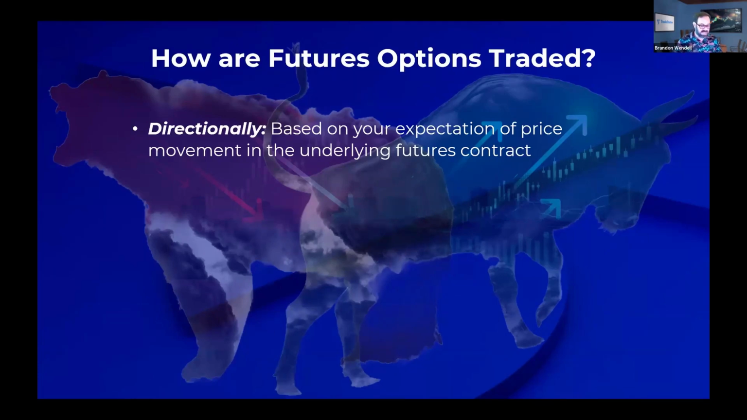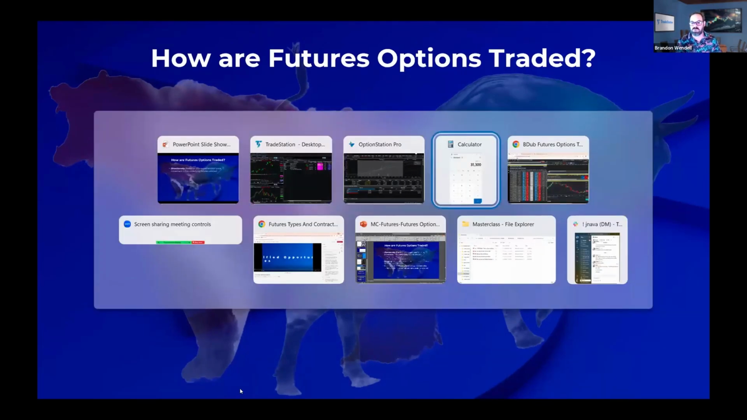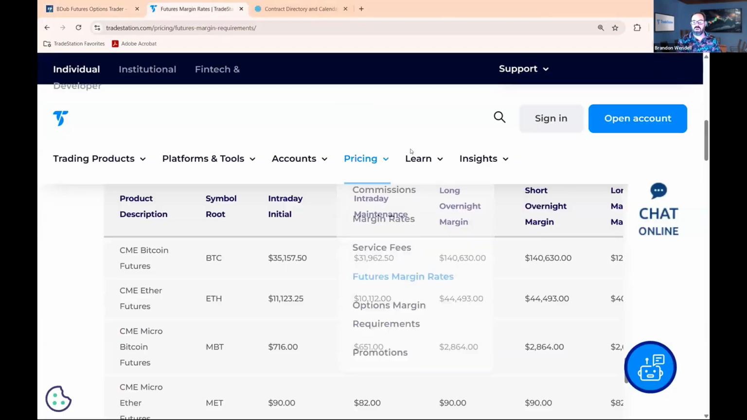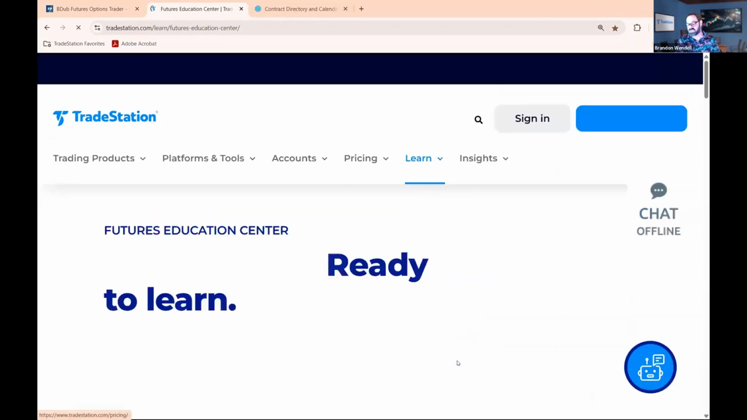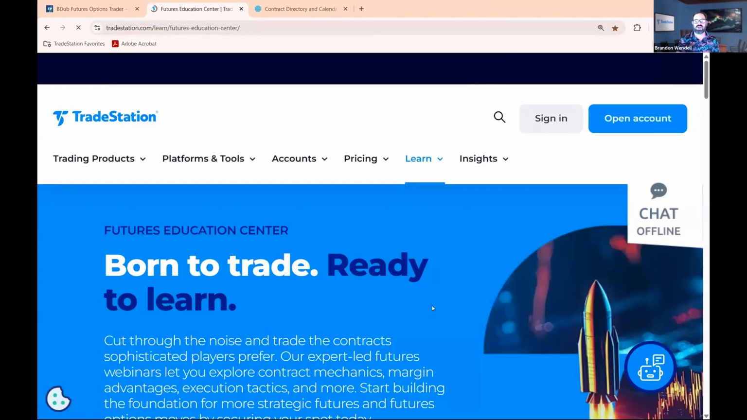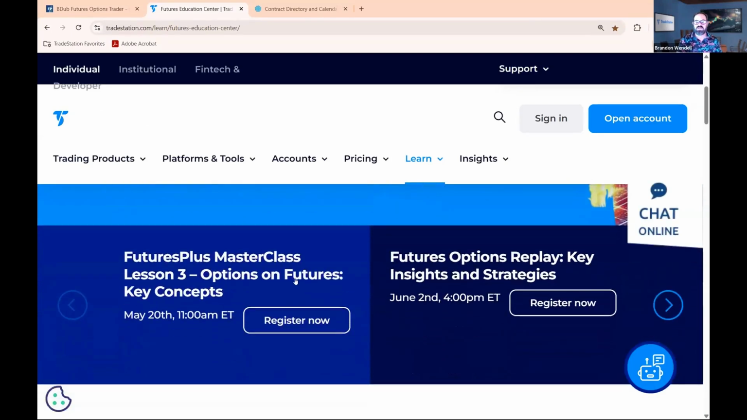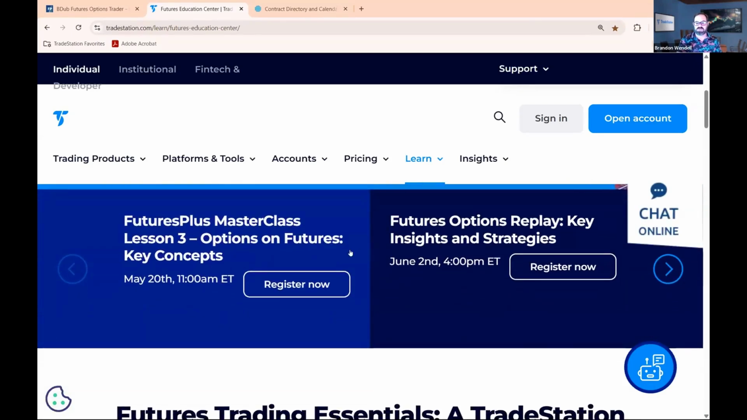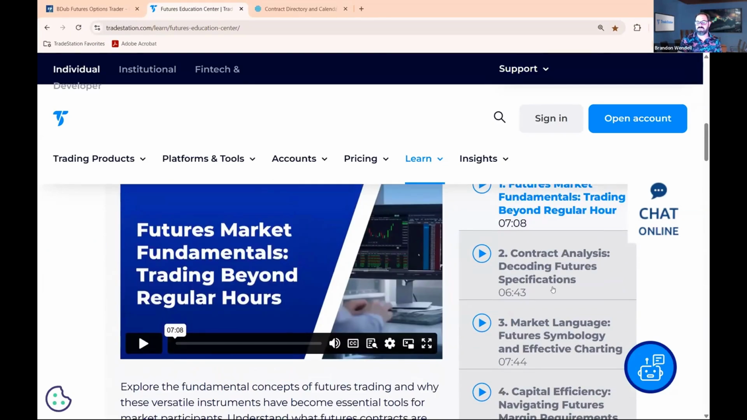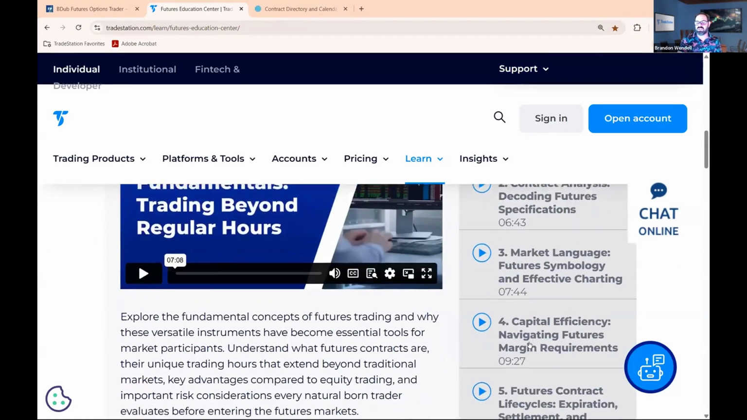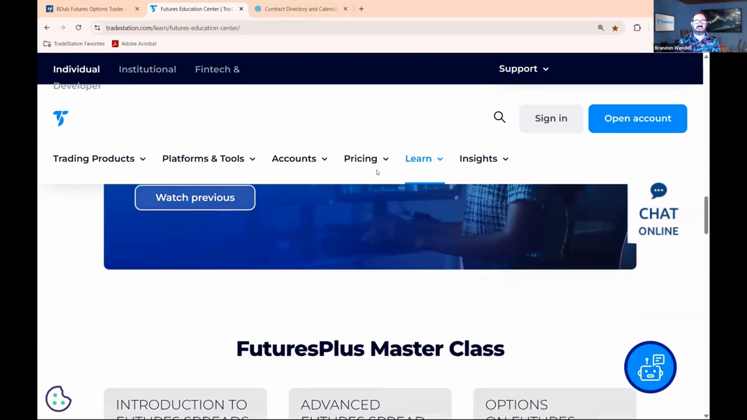And it's neat because, again, there's a lot of education available at TradeStation. If we go back under Learn, we've got Futures Education. Okay, Masterclass is what we're in right now. So you've obviously got the Masterclass information, but right here we've got the Futures Education Center. And there's information, and there's more options on futures. This is now, no, yeah, this is today. Sorry, forgot what day it was. But there's also more information here. Contract analysis, decoding future specifications, and learning about options on futures.